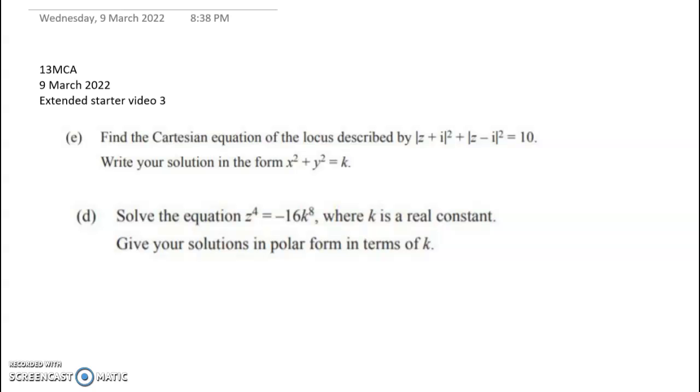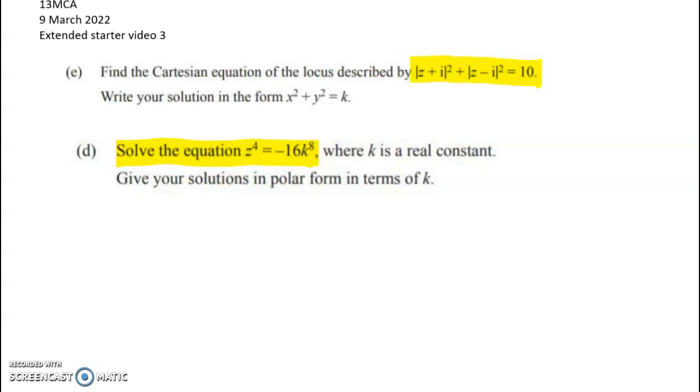Hopefully you'll see that if you follow the method of letting z equal x plus iy, you can work this one through just by applying some definitions pretty easily. And the second one is one where we have to solve this equation. This is one where we're finding complex roots using de Moivre's theorem. Right, so let's look at the first one.